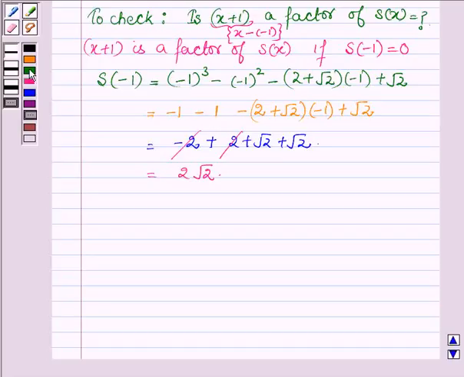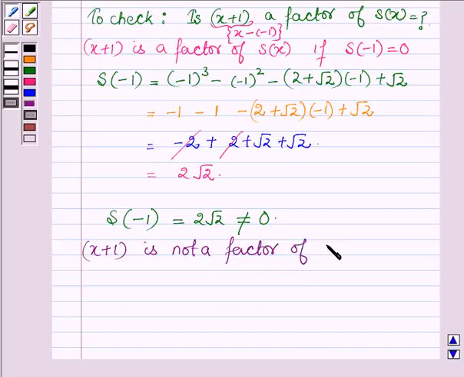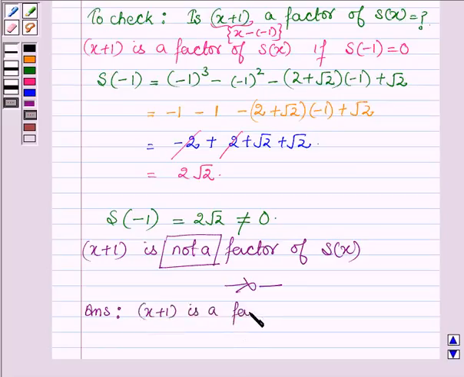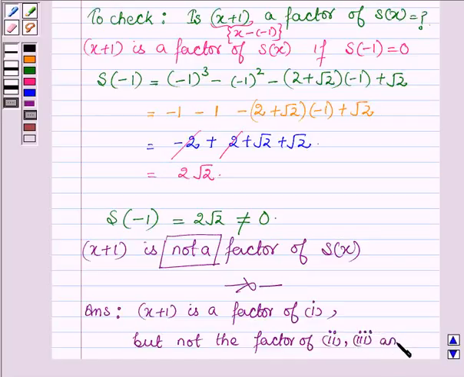And thus the value of the polynomial S(x) when x is replaced by minus 1 is 2 root 2, which is not equal to 0, and hence x plus 1 is not a factor of S(x). So this completes the fourth part, and the answer is x plus 1 is a factor of the first polynomial but not the factor of second, third and fourth one.